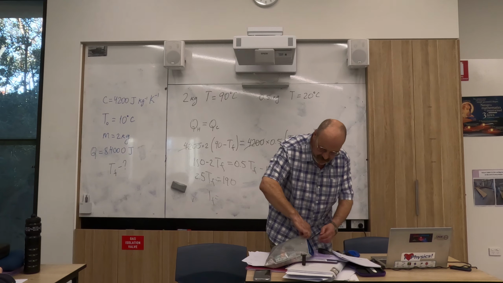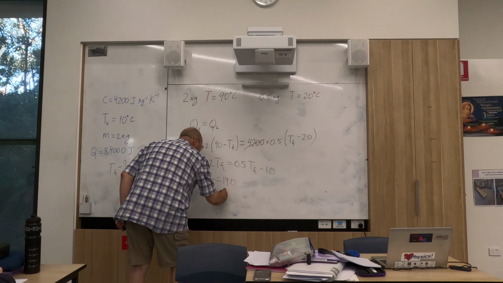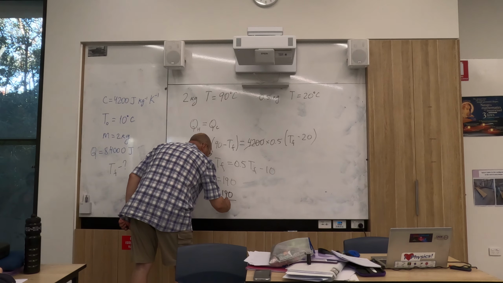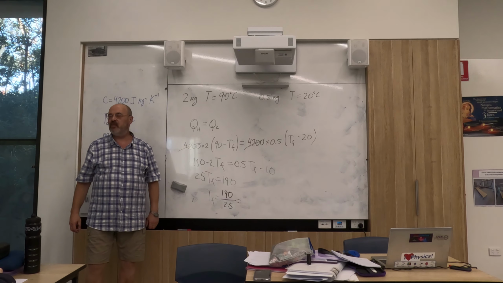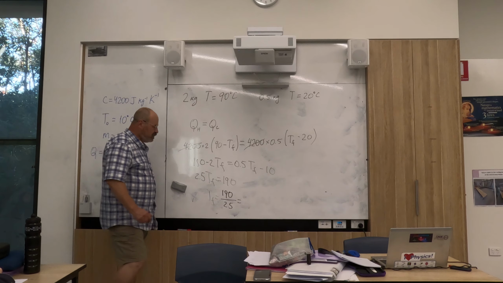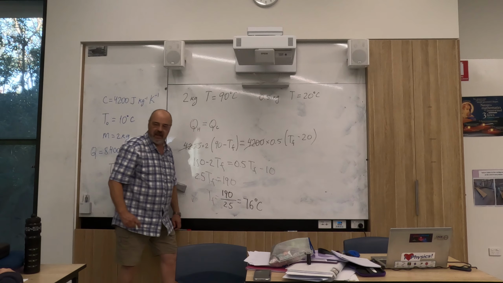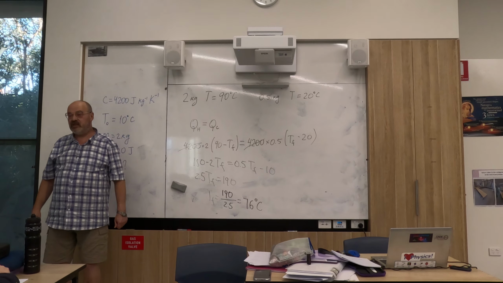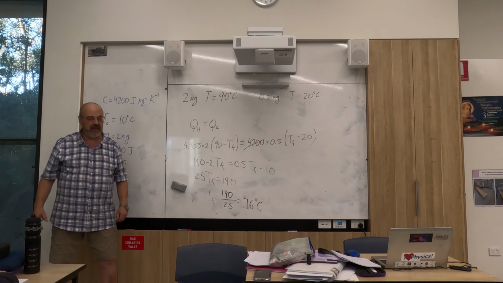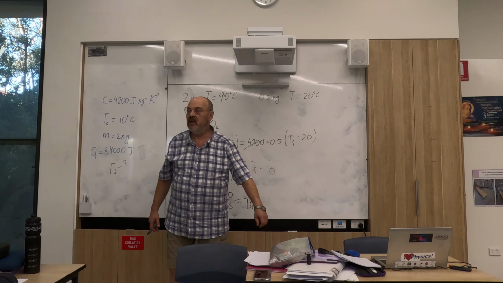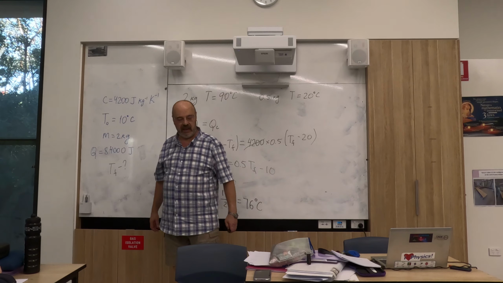And the final temperature will be 190 divided by 2.5. Use your calculators, divide 190 by 2.5, 76 degrees. So final temperature will be 76 degrees Celsius. Make sense? Yeah. So that's how we work with the specific heat capacity, what is the meaning of the specific heat capacity, and how we solve problems when we have heat exchange, when we transfer heat.